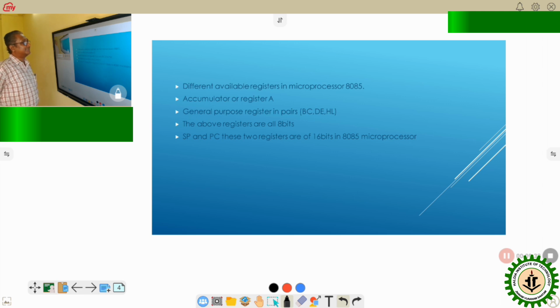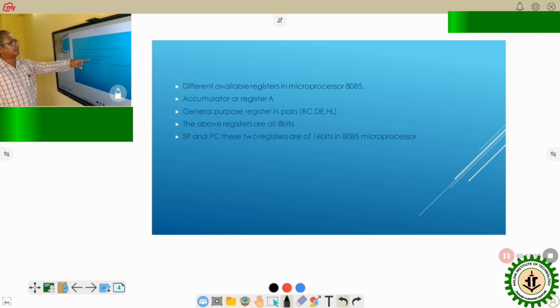In the BC register pair, the B register is called the high order register and the C register is called the low order register. Among these pairs, in the DE register, D is the high order register and E is the low order register. H is the high order register, L is the low order register. So B, D, H, these three registers are high order registers, and C, E, L are low order registers.